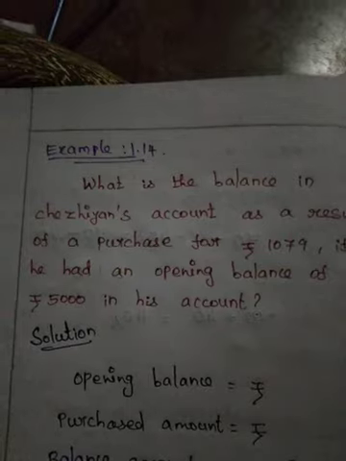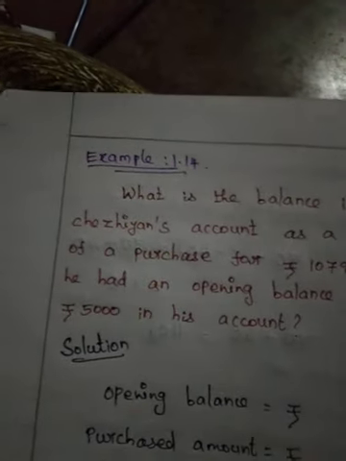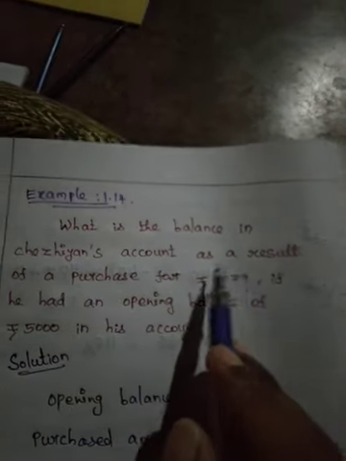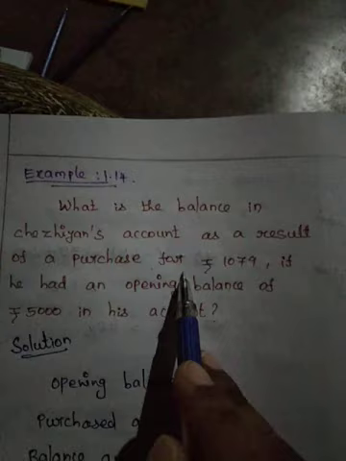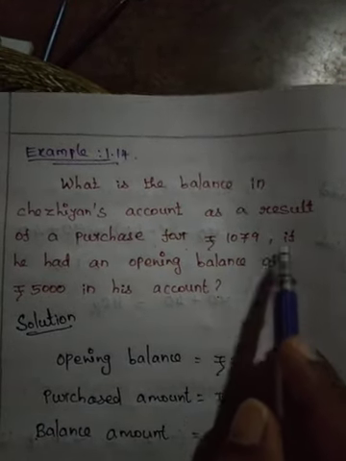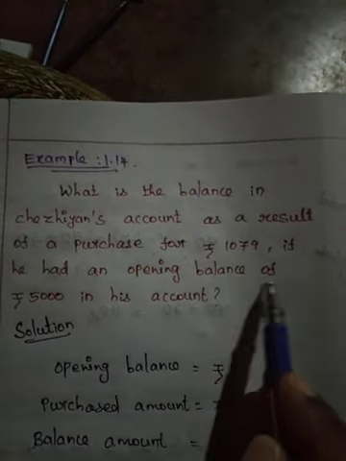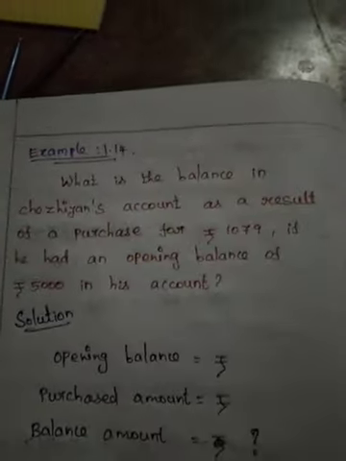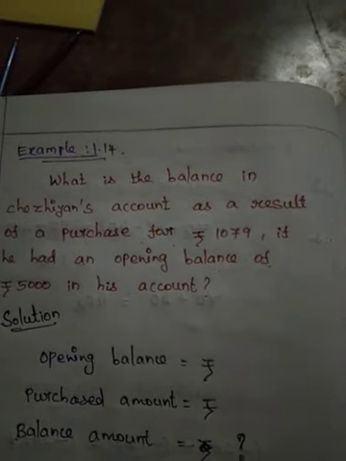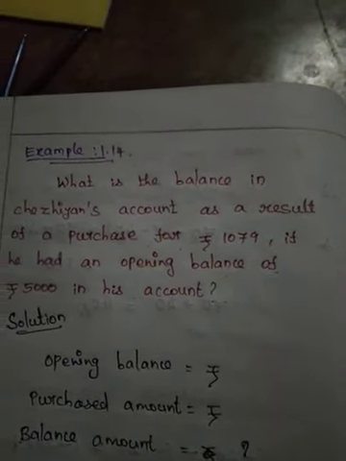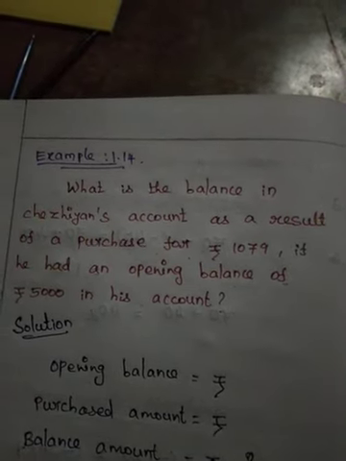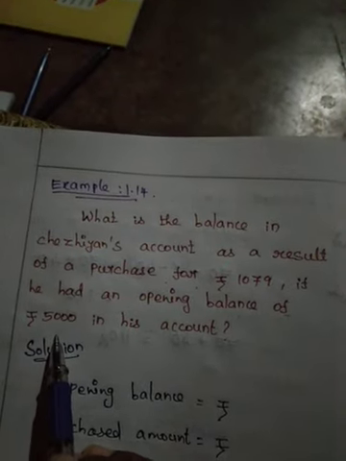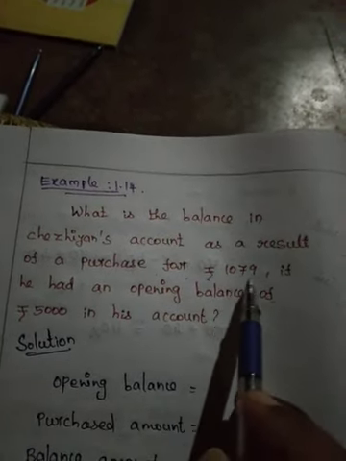Okay. Now we have to see example 1.14. Let me read the problem. What is the balance in Cheyenne's account as a result of a purchase for rupees 1079, if he had an opening balance of rupees 5000 in his account? The question means, one person whose name is Cheyenne has an account and an opening balance of rupees 5000. He has purchased something for rupees 1079.